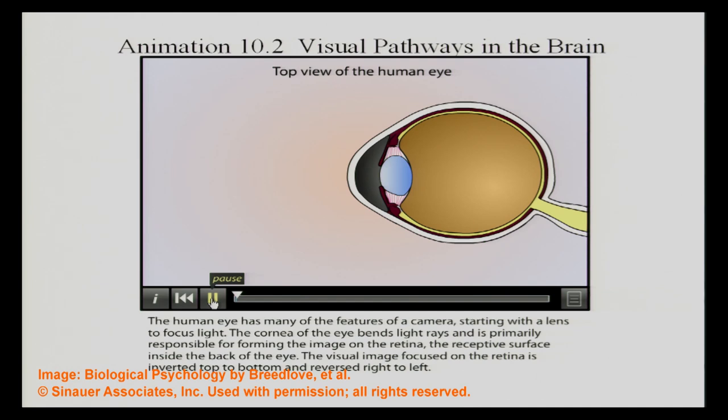The human eye has many of the features of a camera, starting with a lens to focus light. The cornea of the eye bends light rays and is primarily responsible for forming the image on the retina, the receptive surface inside the back of the eye. The visual image focused on the retina is inverted top to bottom and reversed right to left.